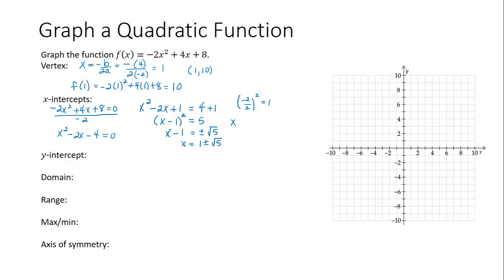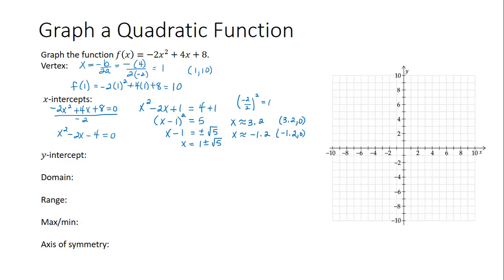So x is equal to 1 plus the square root of 5, which is approximately 3.2, or x is equal to 1 minus the square root of 5, which is approximately negative 1.2. So our x-intercepts are (3.20, 0) and (negative 1.20, 0).